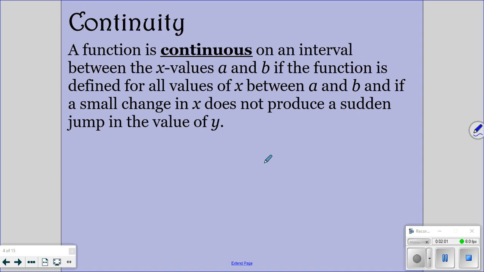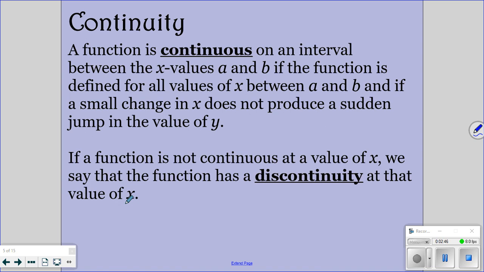All right, so looking at continuity. So continuity, continuous, you see how they have the same base word. If you have a continuous function on an interval between x values a and b, and if it's defined for all of those x values between a and b, and a small change in x does not produce a sudden jump in the values of y, then that is going to be a continuous function. Basically, if you take your pencil and you draw something from A to B and it never gets picked up, that's a continuous function.